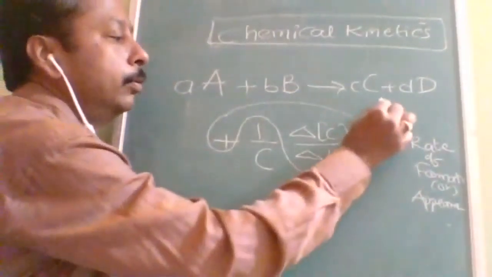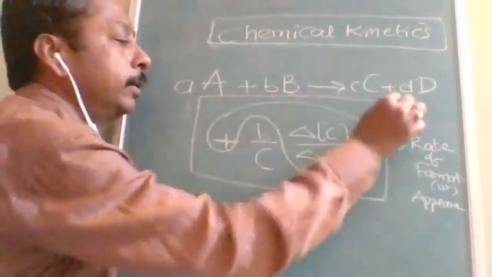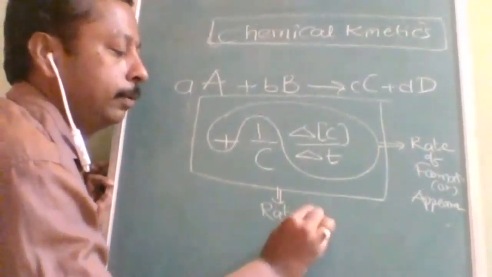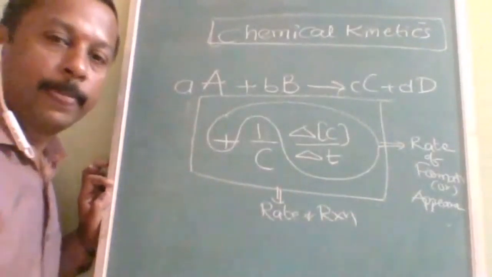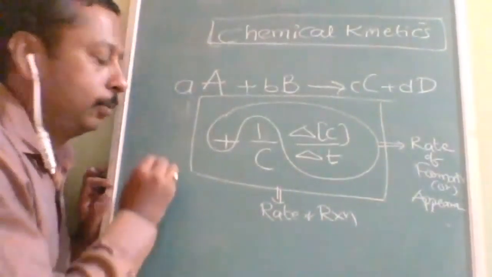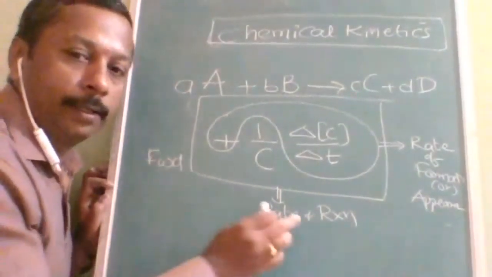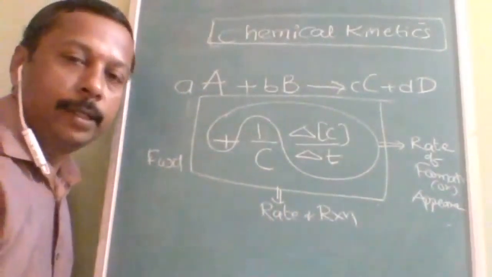Understood? Now, if I take this entire thing along with 1 by C, then it is called the rate of reaction. I will write Rxn. Is it understandable? Okay, it is a fashion. Like in a remote also FWD, you understand that means forward. Like that, Rxn means reaction. Okay. Up to here, is it understood?